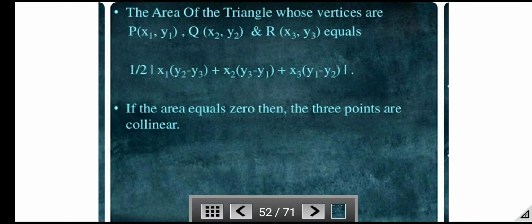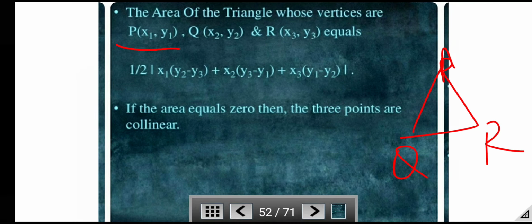This is for the area of a triangle whose vertices are given. If we have a triangle PQR, the vertices of P are x1, y1, Q are x2, y2 and R are x3, y3, then the area is equal to 1/2 [x1(y2 - y3) + x2(y3 - y1) + x3(y1 - y2)].